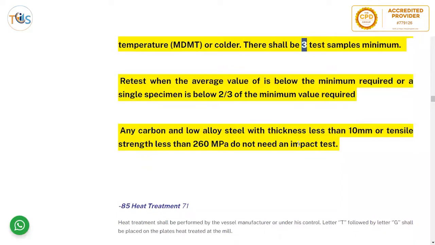Retest when the average value is below the minimum required, or when a single specimen is below 2/3 of the minimum value required. So there are 2 requirements here. Obviously, the average value of the 3 tests should be the minimum required, and also none of the single specimens should be less than 2/3 of the minimum value.